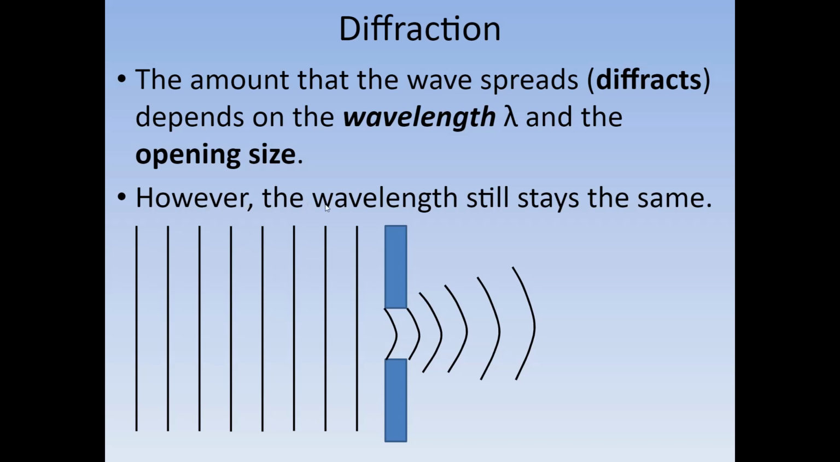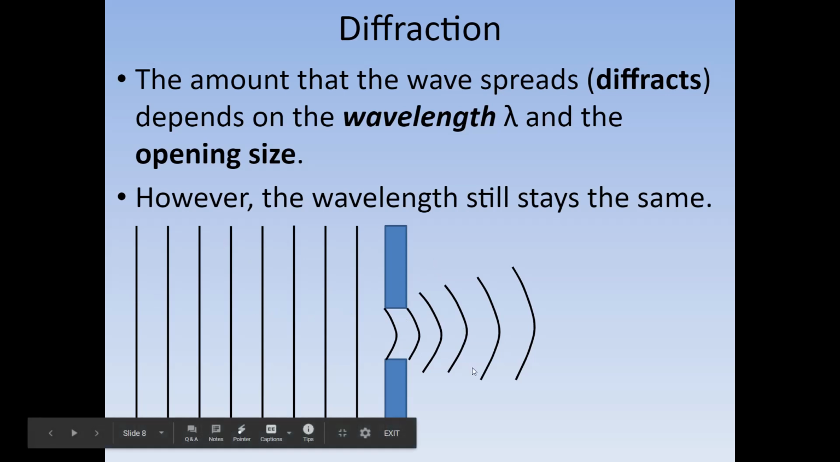But one thing to note is that the wavelength always stays the same. So if this is 10 centimeters, then this is also 10 centimeters. So the wavelength doesn't change. It's just that it gets bent. It goes from being flat lines to curved lines.